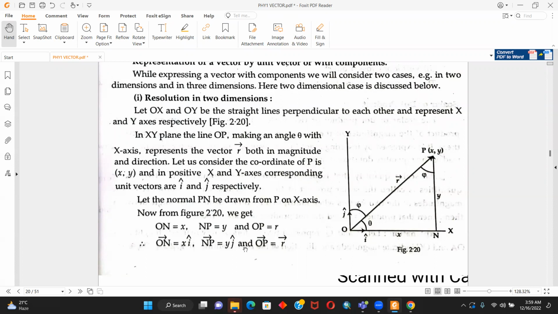Say in case of a three-dimensional coordinate system, what did you have? You had xi hat plus yj hat plus zk hat, right? Just eliminate this zk hat from here and you will get the two-dimensional coordinate system resolution, which is r vector equals xi hat plus yj hat.